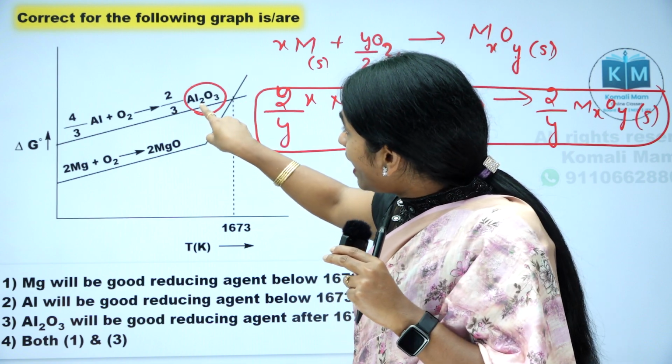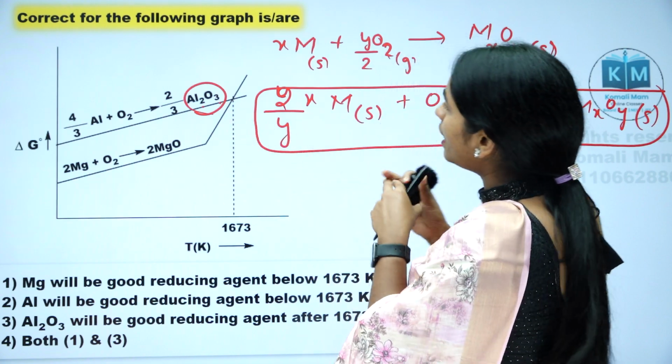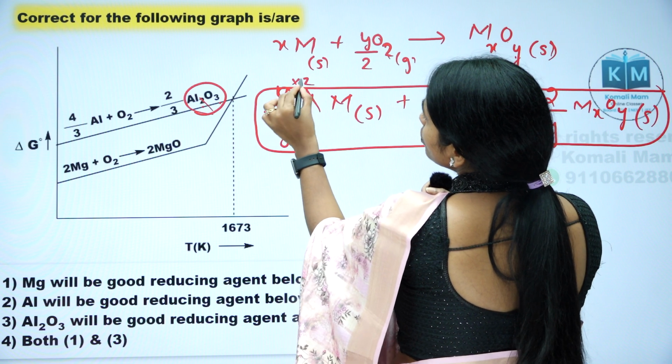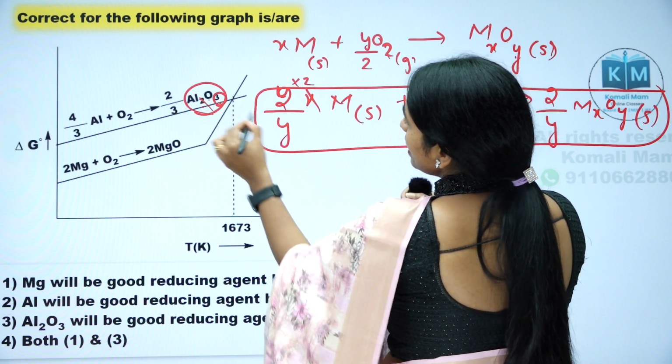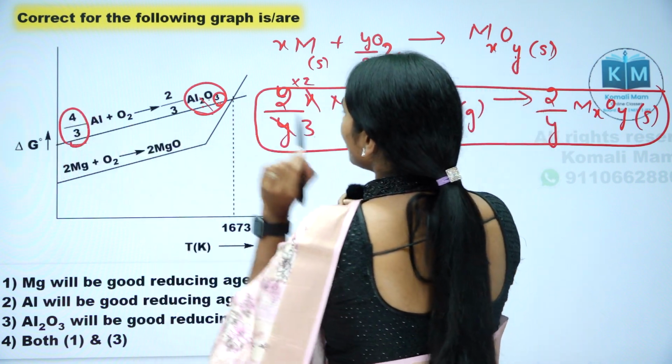So, here the X value is 2, the Y value is 3. That's it. Substitute in this formula. For example, aluminum, X value is how much? 2. Substitute 2 here, 2 2s are 4. Y value is 3. Then substitute: 2 2s are 4 by 3. See, 4 by 3 you got, right?